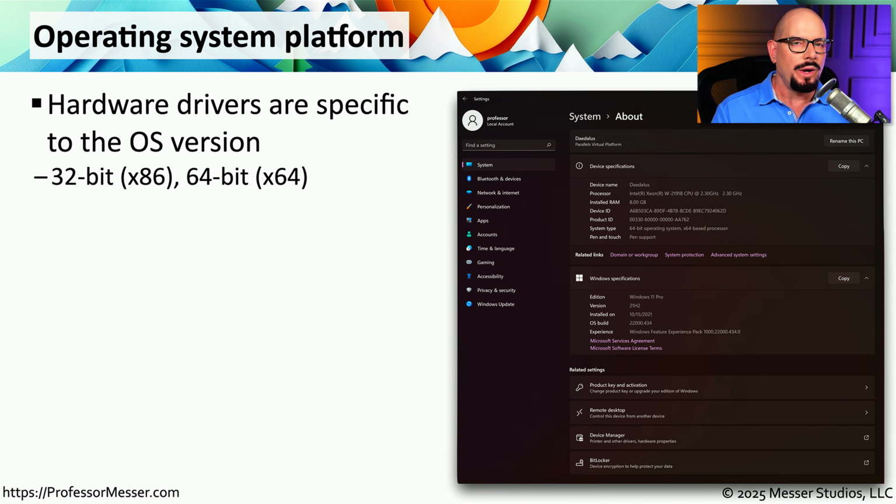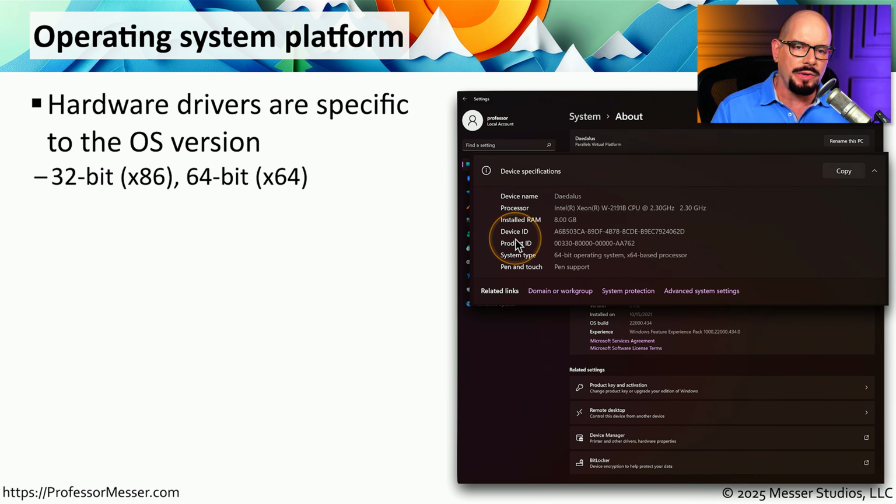If you're not sure what type of operating system you're using, you can always go to the About page inside of Windows that's under System, About, and inside that view, you can find that it will tell you how much memory is configured on this system, what type of processor you're running, and it will tell you the system type. In this particular example, it is a 64-bit operating system using an x64-based processor.